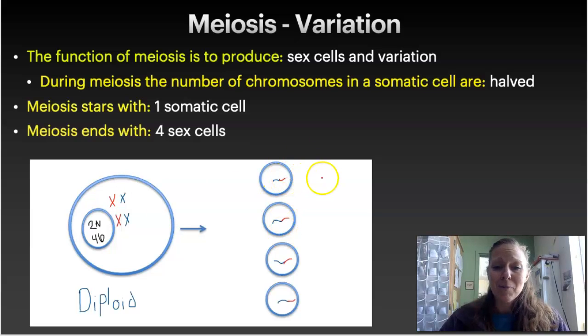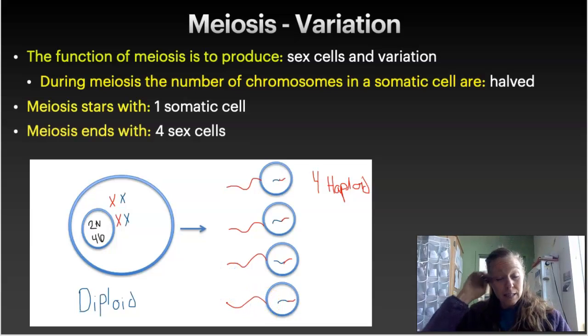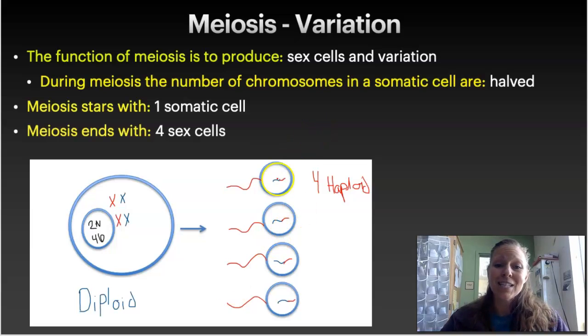And so at the end of meiosis, we end up with 4 haploid cells, or 4 sex cells. If we want to remember this, it might help if we put a little tail on here, like 4 sperm. So we start with 1 somatic cell and we end with 4 sex cells, or 4 haploid cells, that are genetically variable, meaning that they're different from this original cell. They're genetically different. There's a little bit of mom and a little bit of dad.